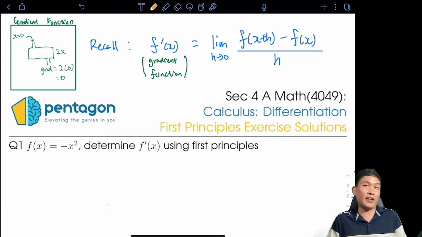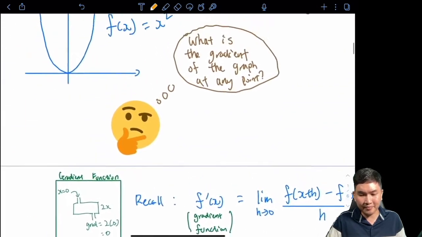But first of all, I would like to explain conceptually what is happening when you apply the first principles, because the most common misconception students have is, are we solving for x? And the answer is no. Let me explain with a picture.